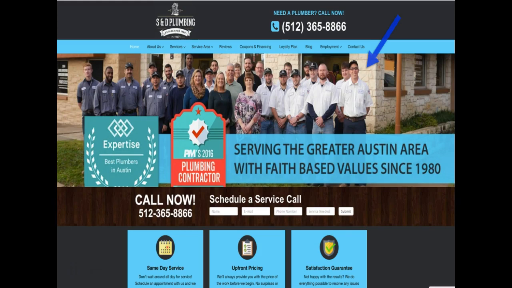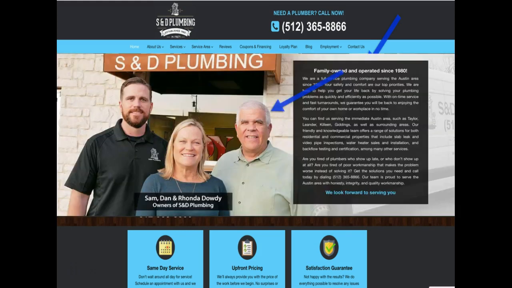Here is an example of them using pictures of the team and of the owners. So you're seeing the technician, you're seeing the owners, you're seeing the persons that answer the phones, right? They want to know who they're working with before the technician actually comes out. Again, there's an image of the owners there.